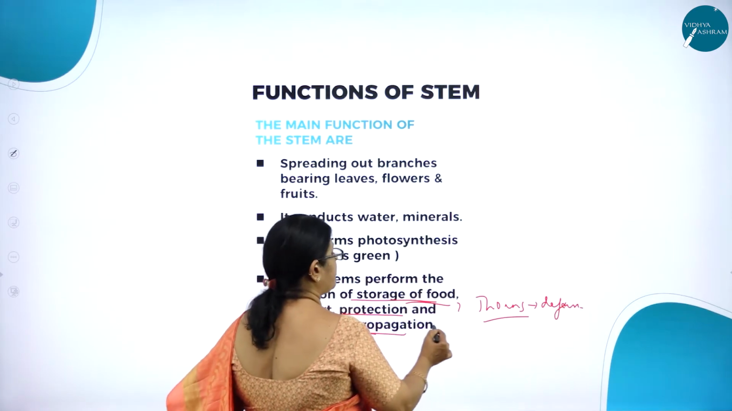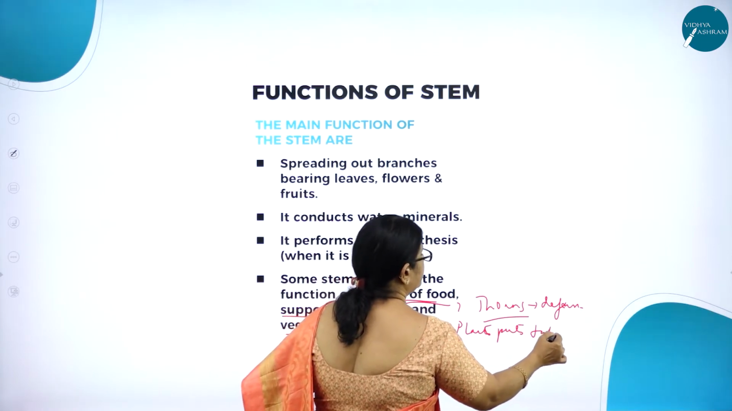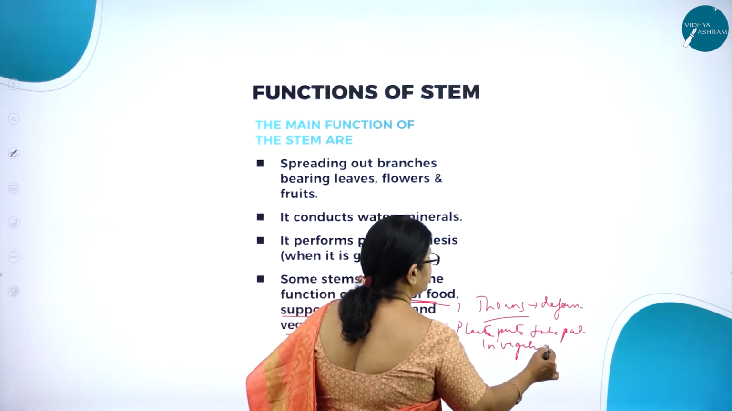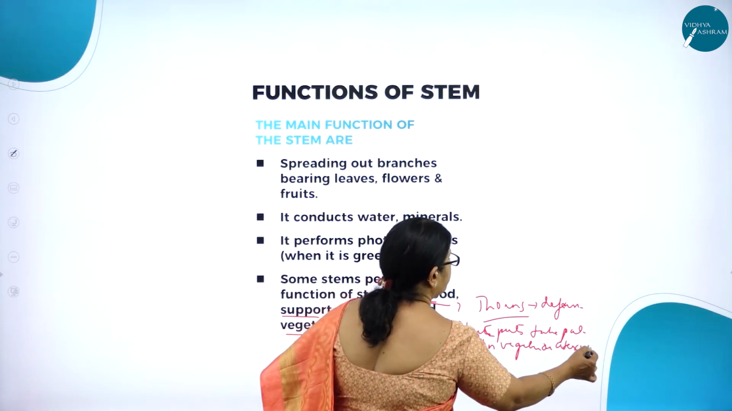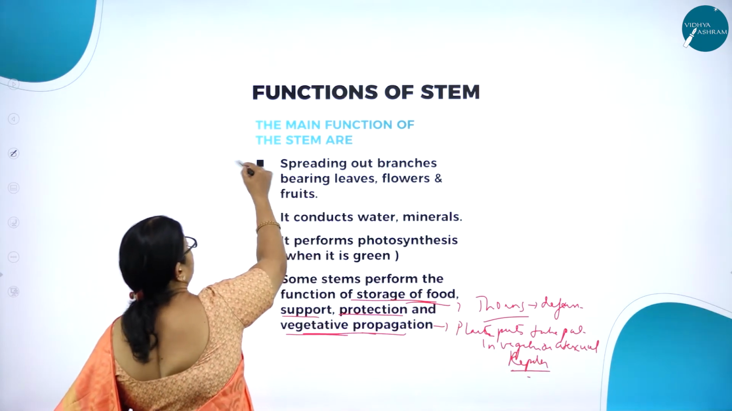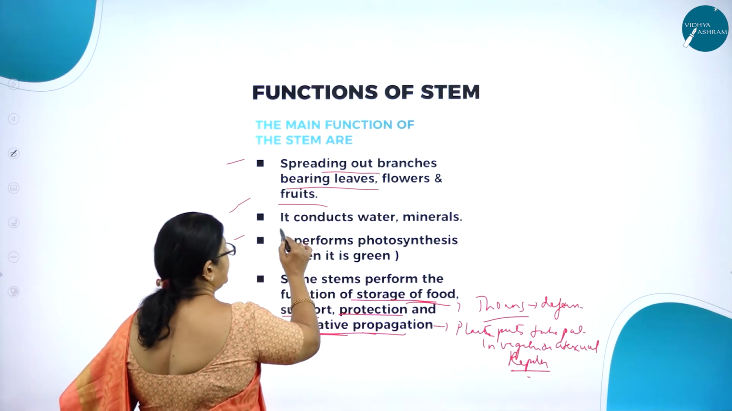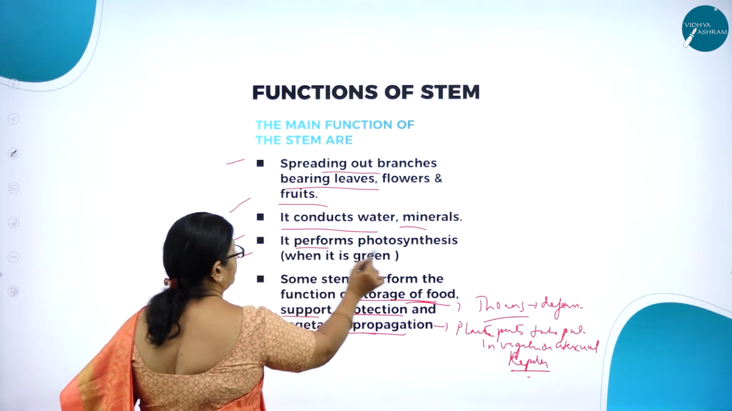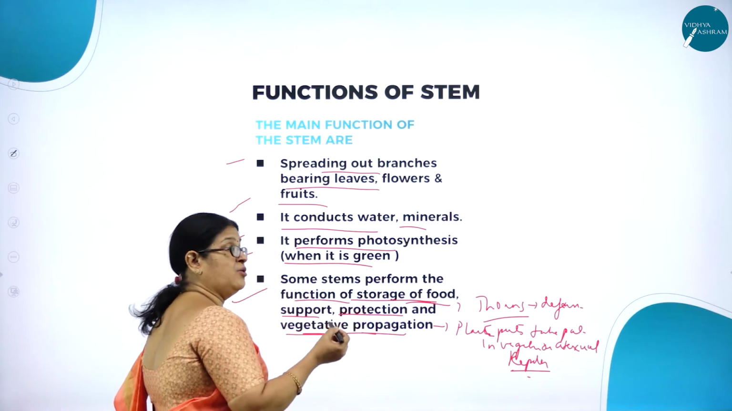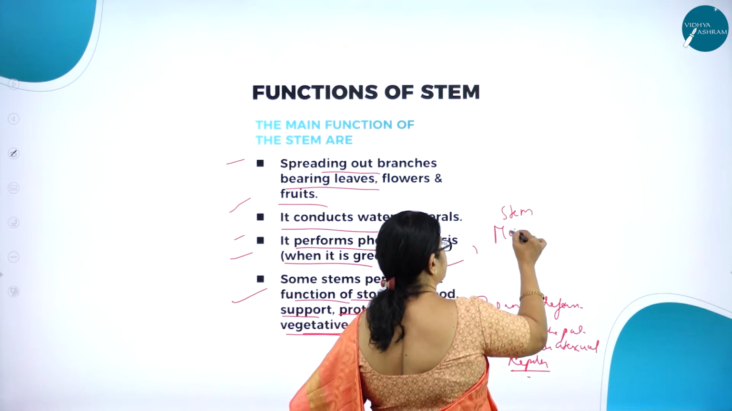Then vegetative propagation, as I said, plant parts take part in vegetative or asexual reproduction. So what are the main functions of stem? Spreading out branches, bearing leaves, flowers and fruits. Next, it conducts water and minerals. It performs photosynthesis when it is green. Some stems perform the function of storage only when they get modified. Stem modification, you call it as stem modification.